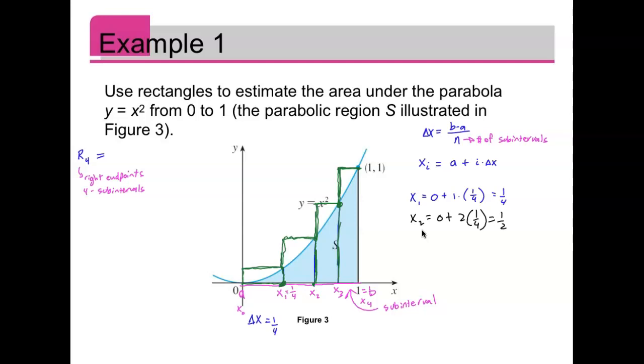All right. So now I can label actually all my index values. So what we have is 1/4, 1/2. What's x3 going to be? 3/4, and then 1, right?